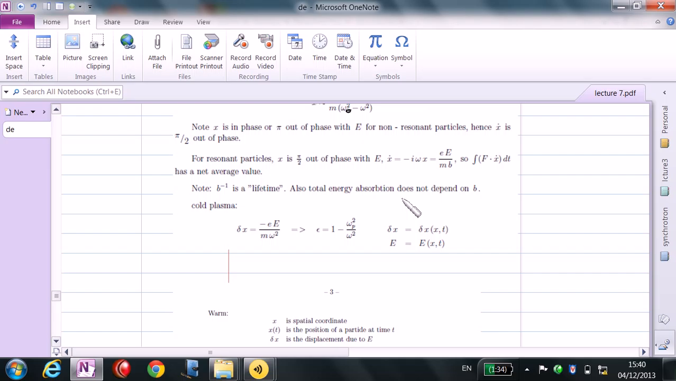Note that the total energy absorption does not depend on B, because the smaller B is, the narrower the resonance and the fewer particles last. On the other hand, the time that they last is proportional to 1 over B. So if B is multiplied by 2, you have twice as many particles, but lasting half as long in the coherent electric field.